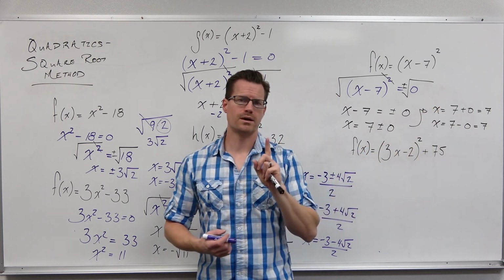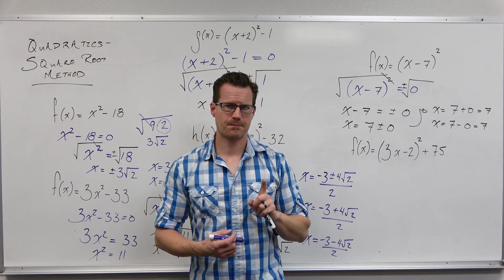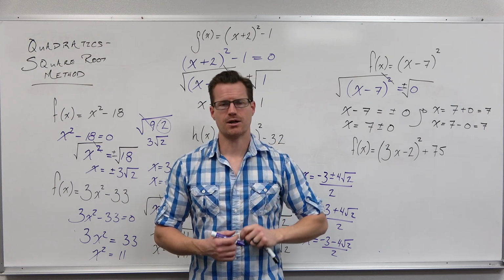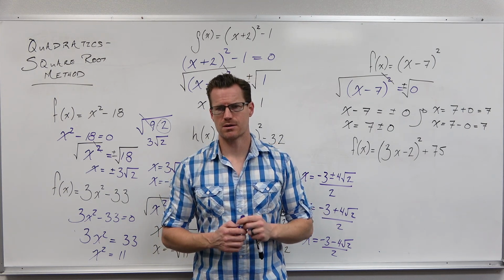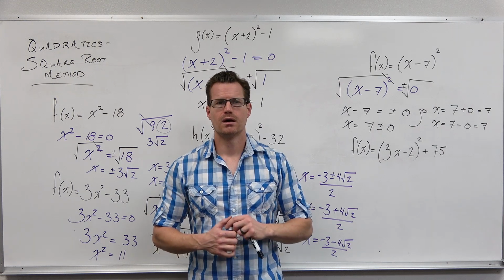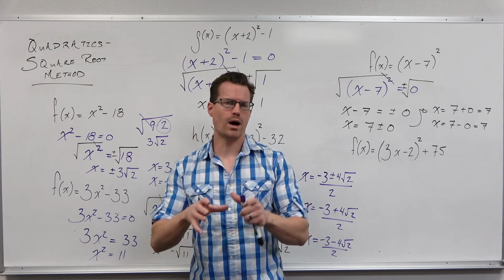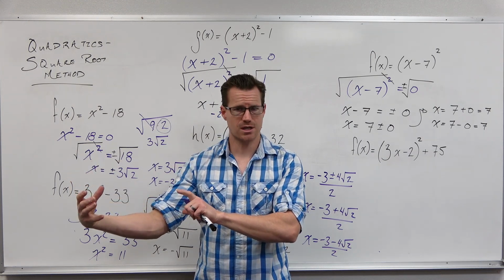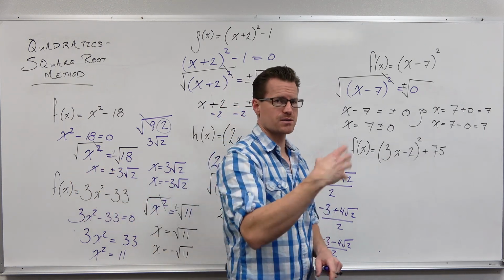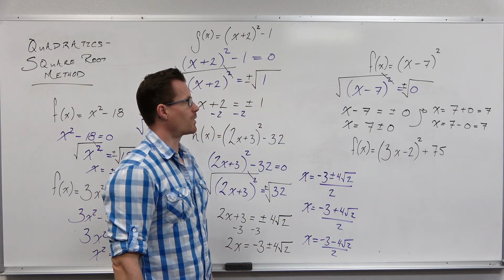If you just get one solution from a quadratic, it cannot be imaginary. Imaginary numbers always come in pairs. You're going to see that in just a little bit. They always come in pairs. So we can't ever get one imaginary solution. They always come in conjugate pairs, positive and negative of the imaginary part.